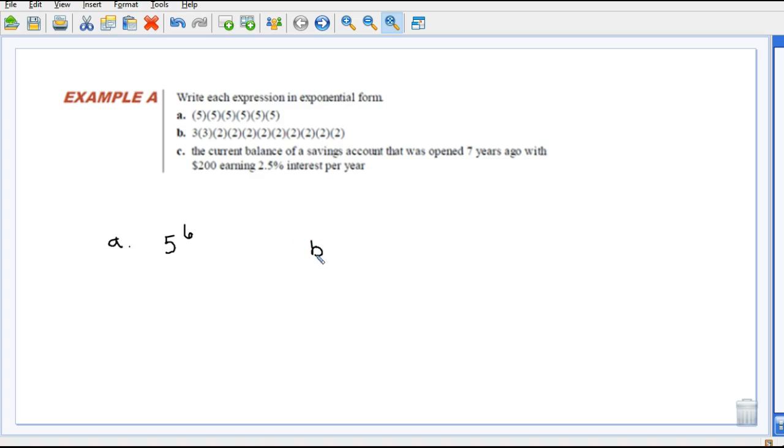For part B, well, I have 1, 2 3's, and all the rest are 2's. So it means I can say 3 squared, and because the 2's are different, they kind of become their own base. So that's the number that we're multiplying over and over again, that's the 3 is the base, like 5 was the base for A. So we have 1, 2, 3, 4, 5, 6, 7, 8, 9 2's. So this would be 3 to the 2nd times 2 to the 9th.